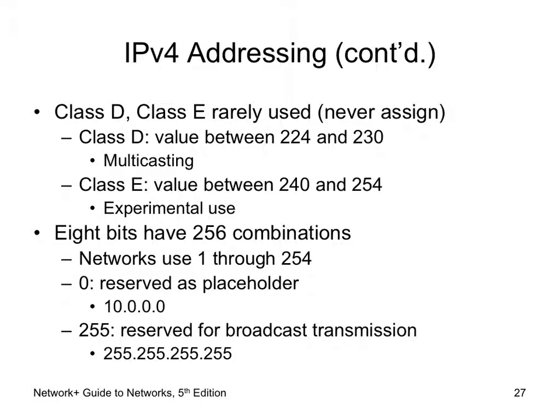8 bits have 256 combinations. So each octet can have a number from 0 to 255, in each one of the 4 octets. However, because of the nature of networking, we only use 1 through 254. We don't use 255, 256. 0 is reserved for a placeholder. 255 is reserved for broadcasting transmission, which we'll talk about in a second.